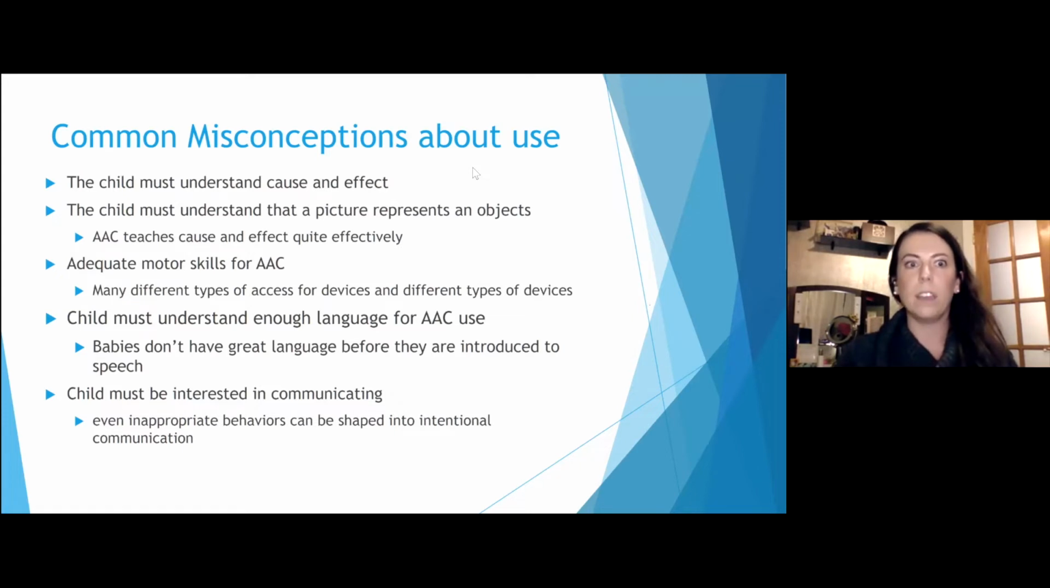Child must understand enough language for AAC use. We expect our kids to be talking after 12 months, or to be using their first words. And there's a reason why we're expecting them at 12 months to use their first word and not when they're first born. It's because they need a year of learning about the world that's around them, learning about the language that's around them, watching us, and then they're going to start to experiment with that.